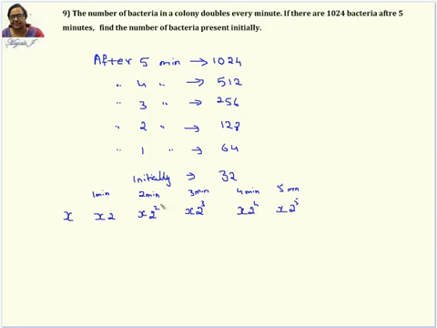So after the 5th minute, this is the initial one. After 1 minute means we are considering this. After 2, after 3, after 4, after 5. So after 5, what you have is x into 2 power 5, which is equal to 1024. So what is 1024? 2 power 10. So you write down this. This is 2 power 10, and this 2 power 5, you're going to bring it down. So that is nothing but 2 power 5, which is 32. Applying this formula, you can get this answer.